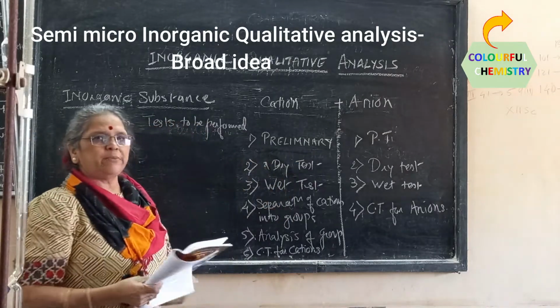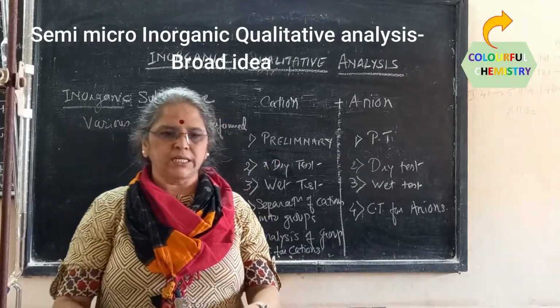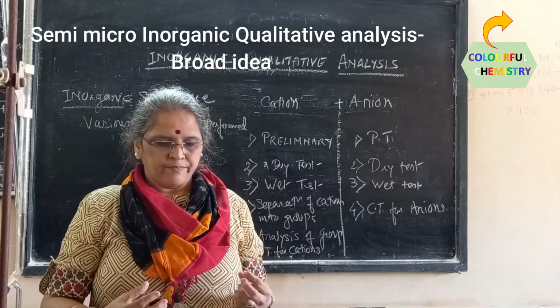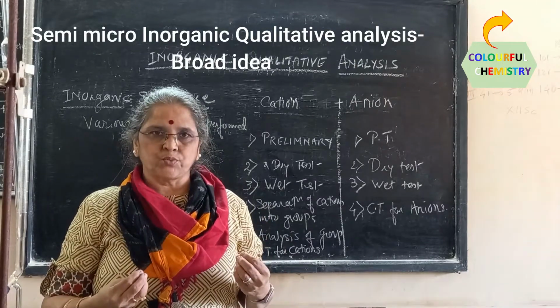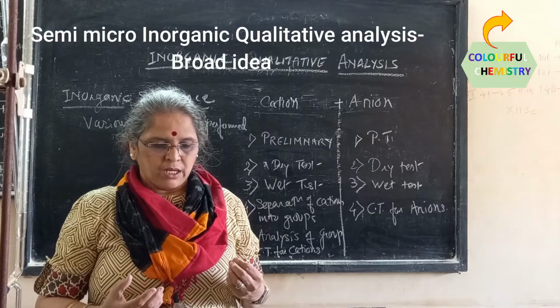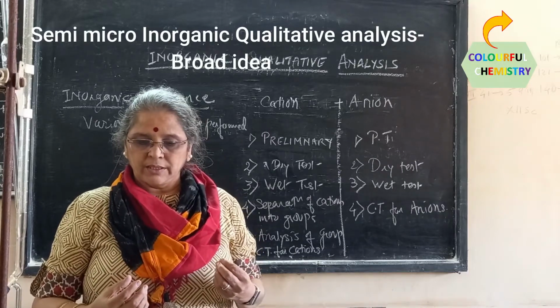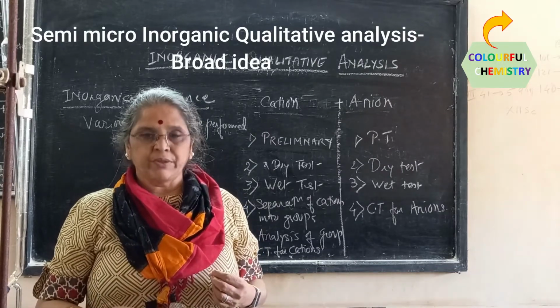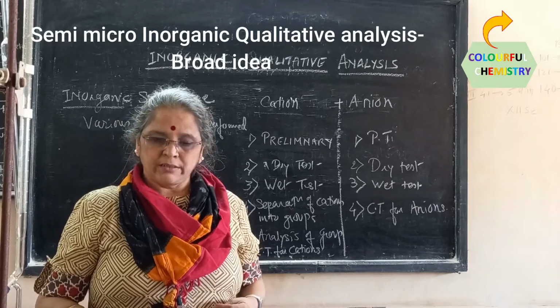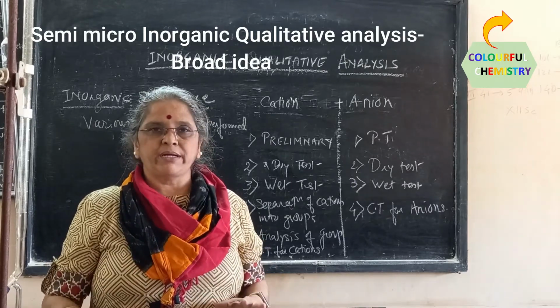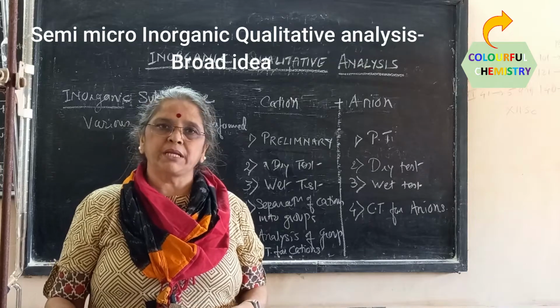Now what are the preliminary tests? The preliminary test consists of color, and heating in a dry test tube, and what are the observations? Color, what is the observation? Then you will perform the flame test, and the test for ammonium ion. So these are the four main tests which you are going to perform in the preliminary test.